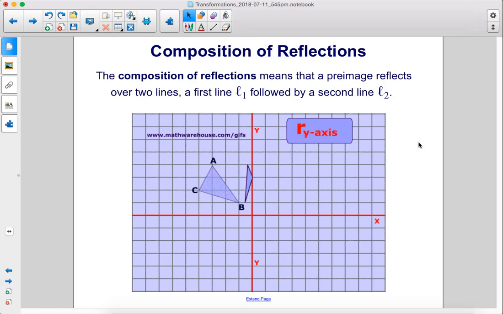Composition of reflections. The composition of reflections means that a pre-image reflects over two lines, a first line, L1, followed by a second line, L2. So see, this pre-image is reflected there, and then it's reflected again down there.